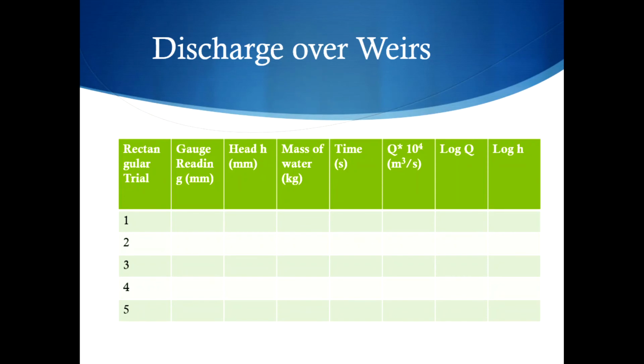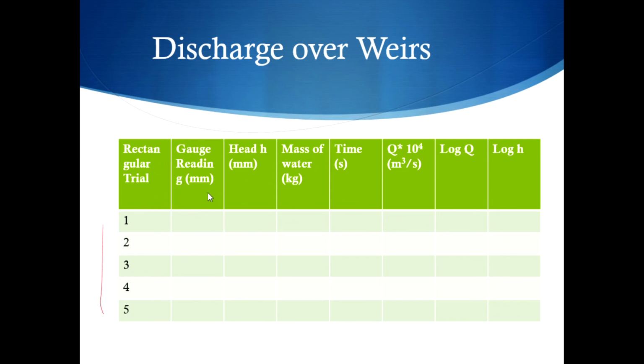The table of how we will do our experiments will be like this. For example, for the rectangular weir, we will have 5 measurements of flow rate. So we will have to set our hydraulic bench 5 times with different flow rates in order to calculate a different H. Then we have our gauge reading, which will be the H at a certain flow rate.